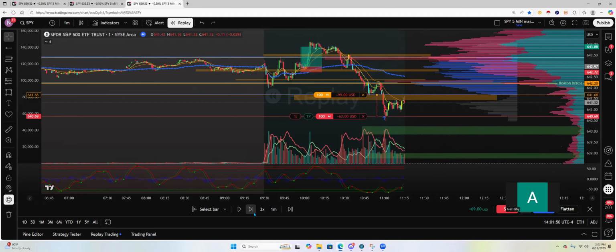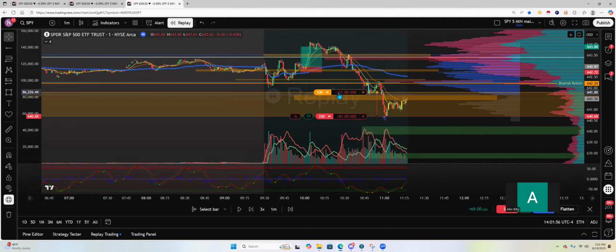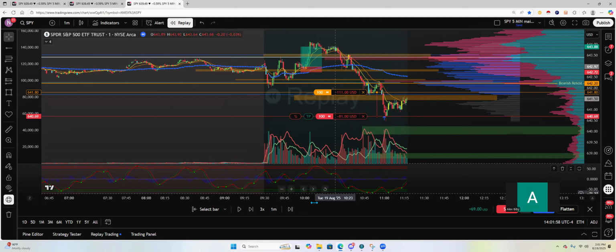Price comes back in and tests it again. And maybe we creep up with it a little bit into the next volume node just to give us some insurance. So it is failing it right there. Comes up to test it again.